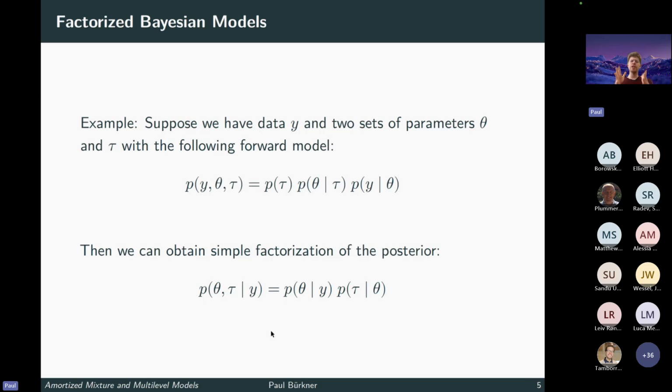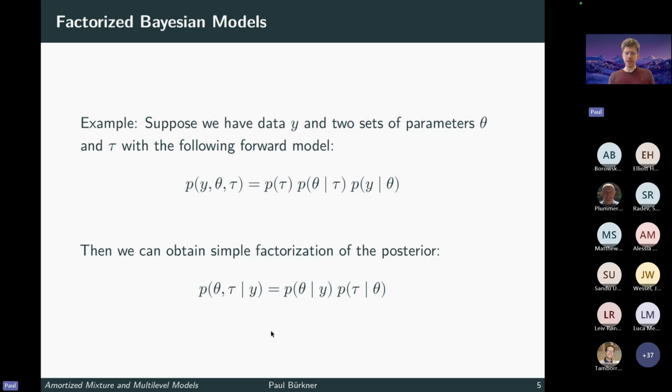And then we are generating data y only conditional on the local parameters theta, but independent of the hyperparameters tau. Notice there's quite a strong factorization here. It's not that y, theta, and tau would be arbitrarily related to one another, but rather tau is independent of the others, theta just depends on tau, and y just depends on theta. So that's the forward process. This is how we would simulate from it.